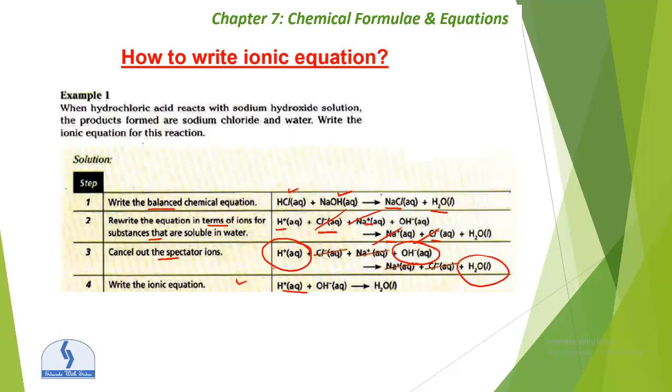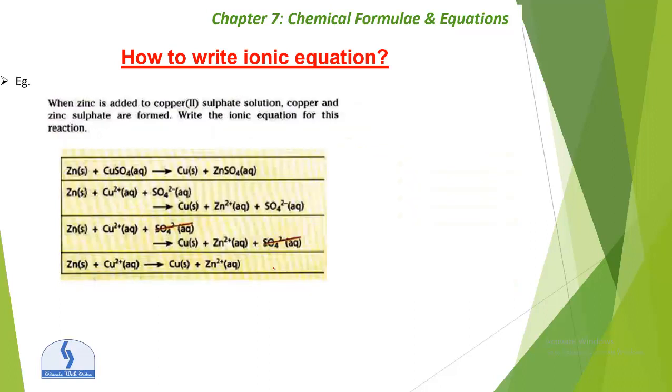So first we have to write whatever the example is. First we write the balanced equation. The next step is to write the equation in terms of ions. The third step is to cancel out the spectator ions that do not take part in the reaction. Then finally, rewrite the equation without the spectator ions. So we can say that this equation is the ionic equation. I hope you understand this topic.